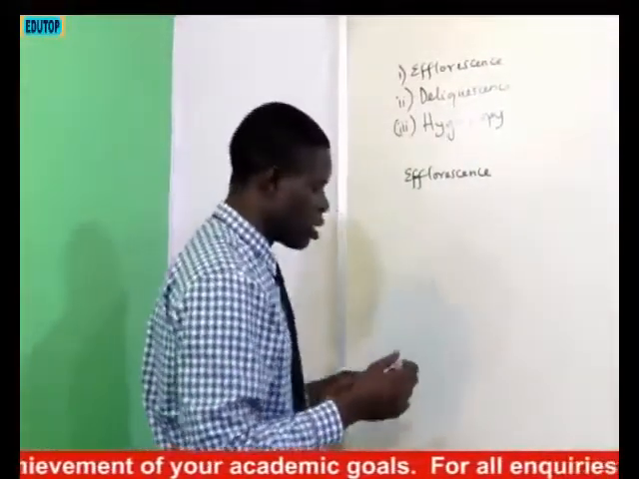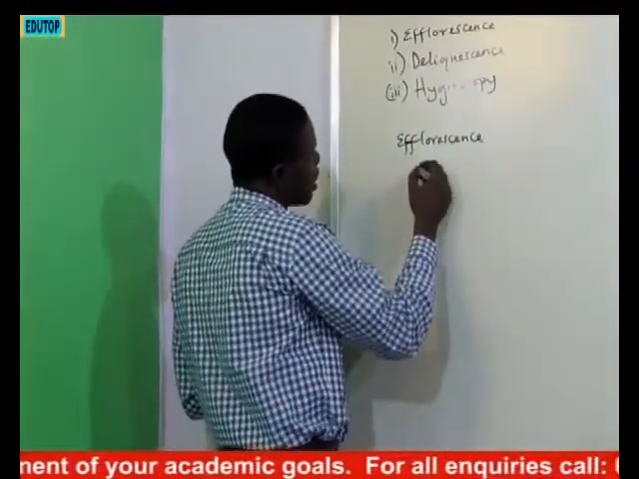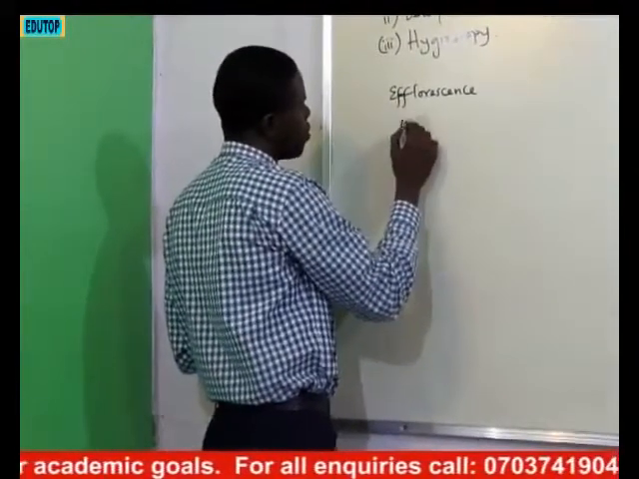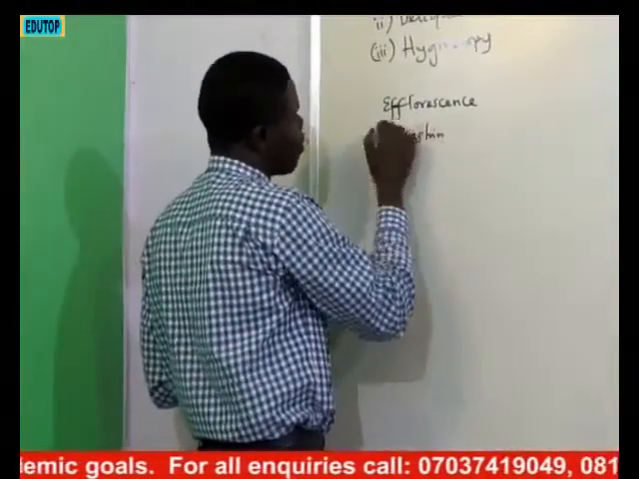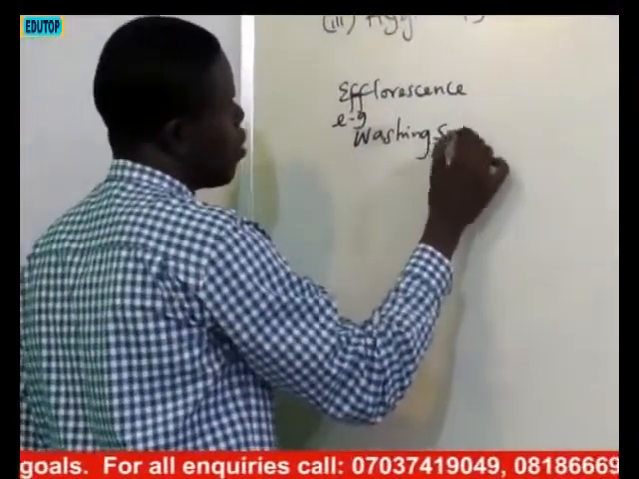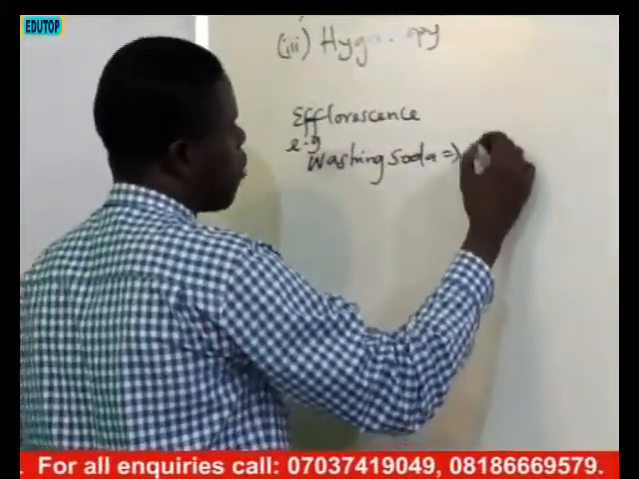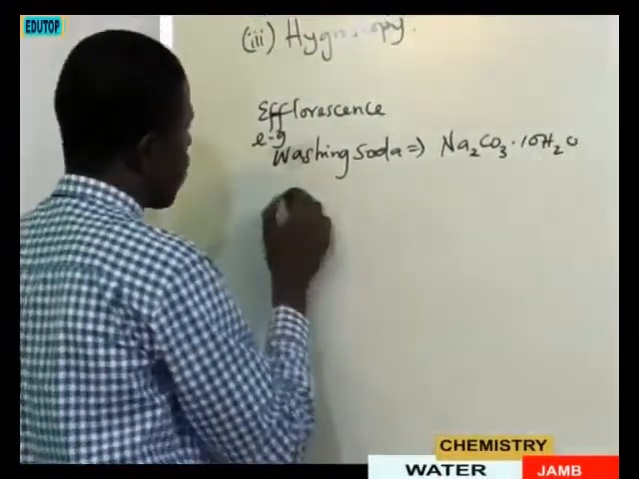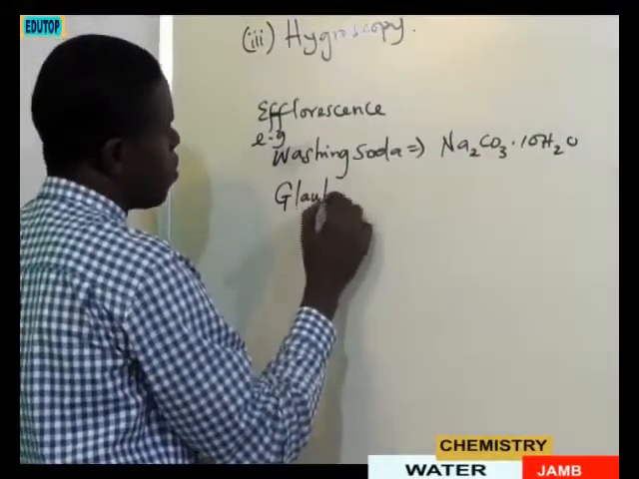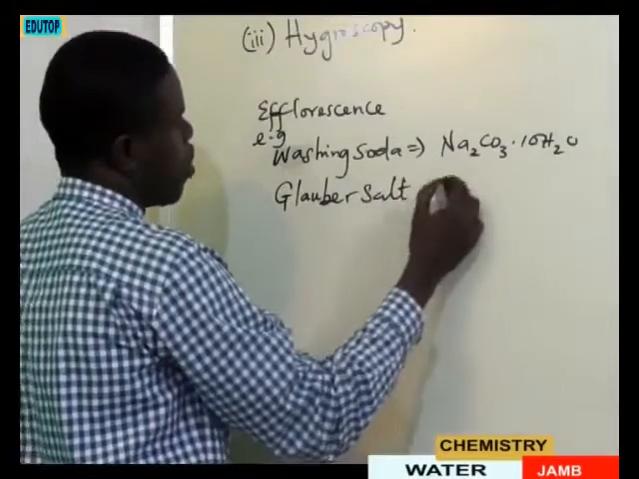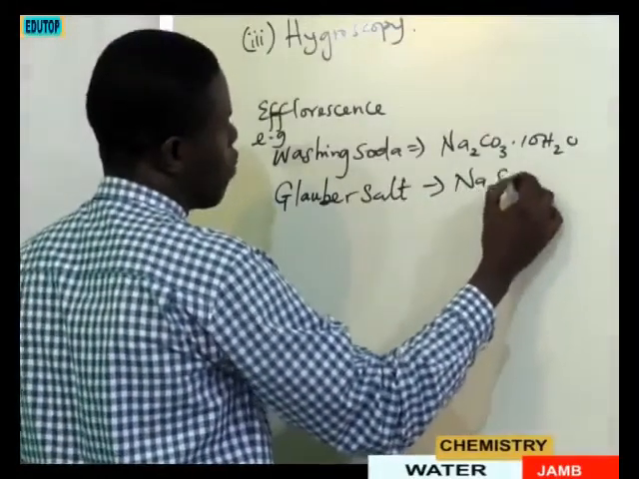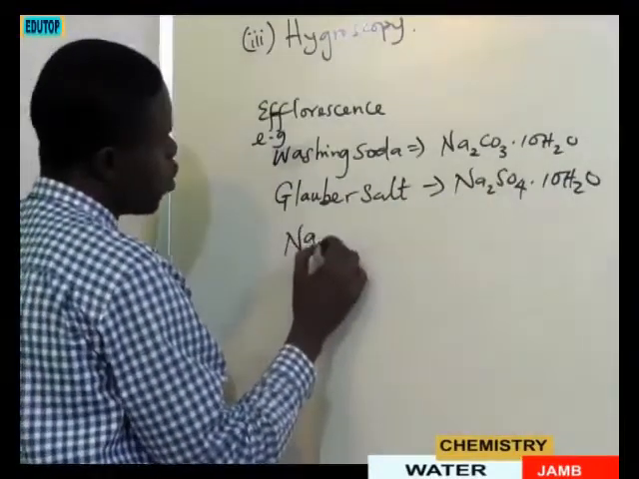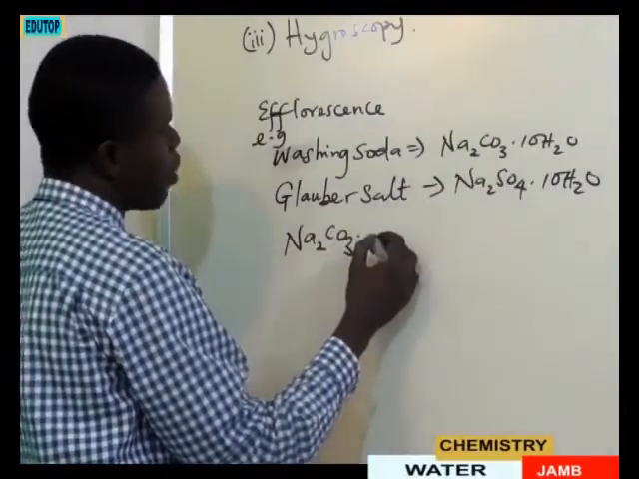And the major salts that have that characteristic are washing soda and Glauber's salt. Example, washing soda, which has the formula Na2CO3.10H2O. Then we also have Glauber's salt, which is Na2SO4.10H2O.